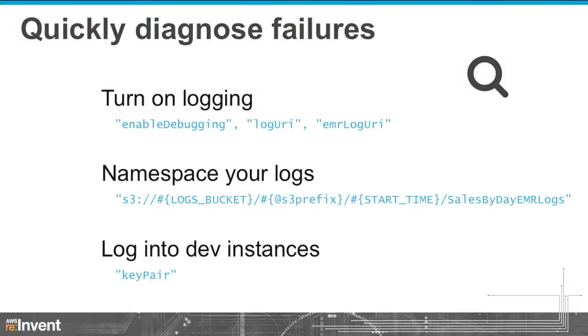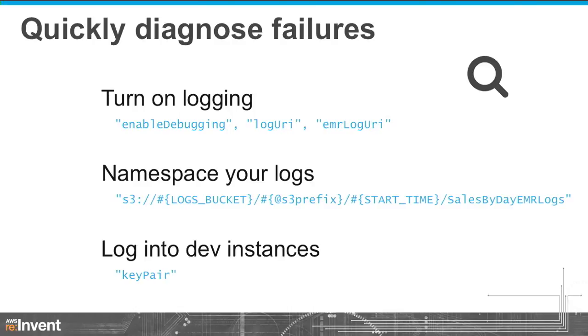In order to diagnose failures, you're going to want to turn on logging. And what we do, which is very convenient, is we namespace the logs so that for a particular environment, for a particular time that the pipeline runs, it winds up in a particular directory on S3. What that lets us do is when our developers run a pipeline, they know exactly where to find the logs for that particular run. It makes debugging much easier.